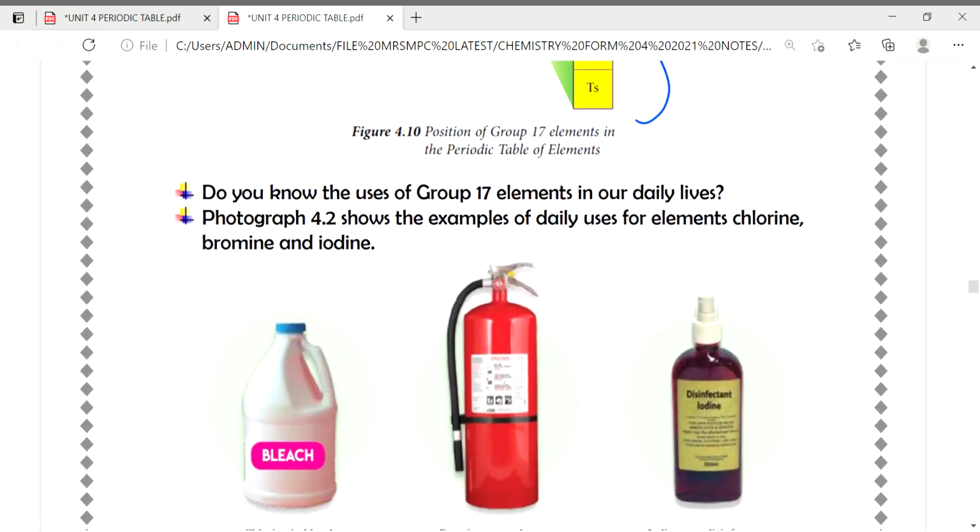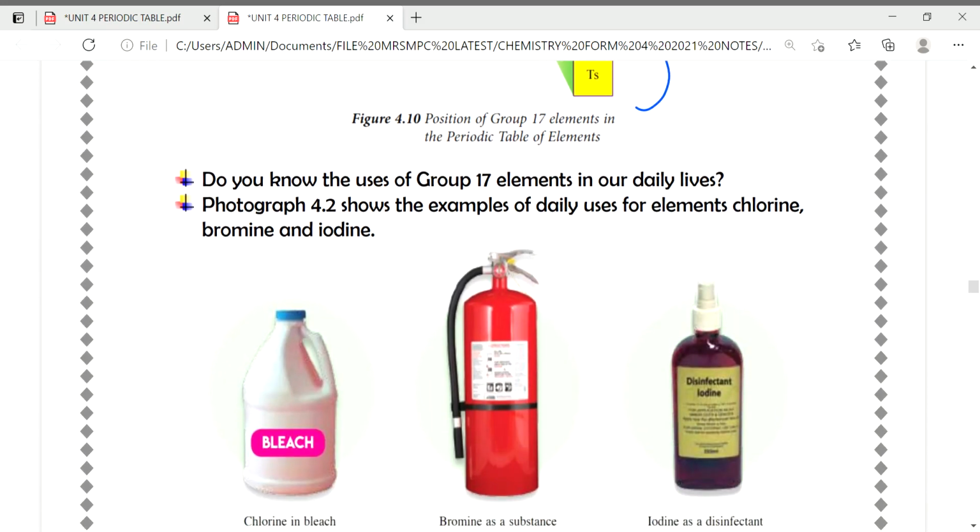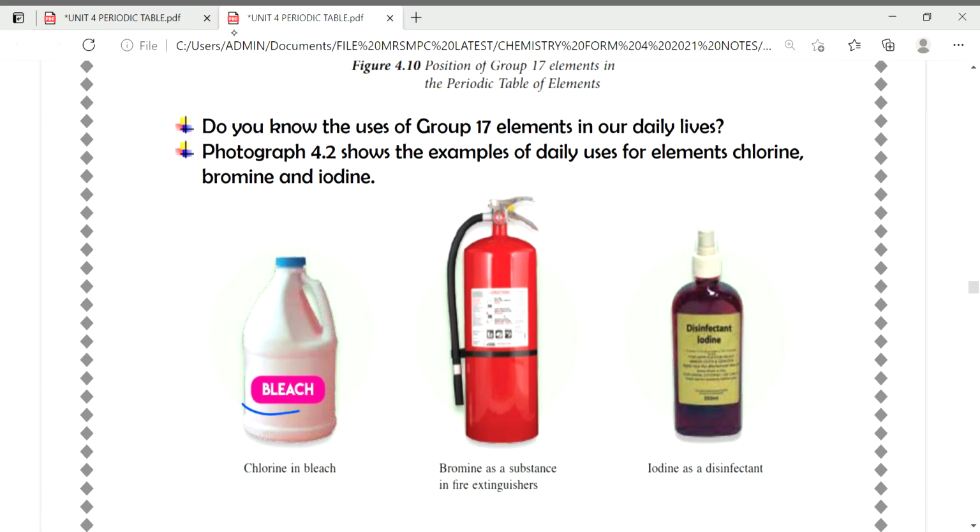So group 17 elements, we have seen these in our daily life. We have used them. Some of the things that we use contain group 17. What is that? For example, bleach. Bleach ni peluntur. Peluntur ni like for example Clorox lah. So dalam Clorox ada chlorine. Chlorine is a bleaching agent.